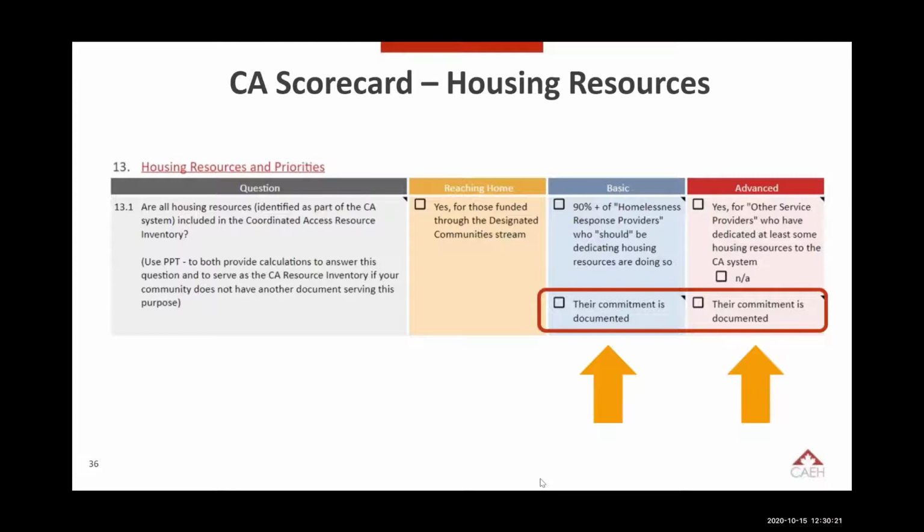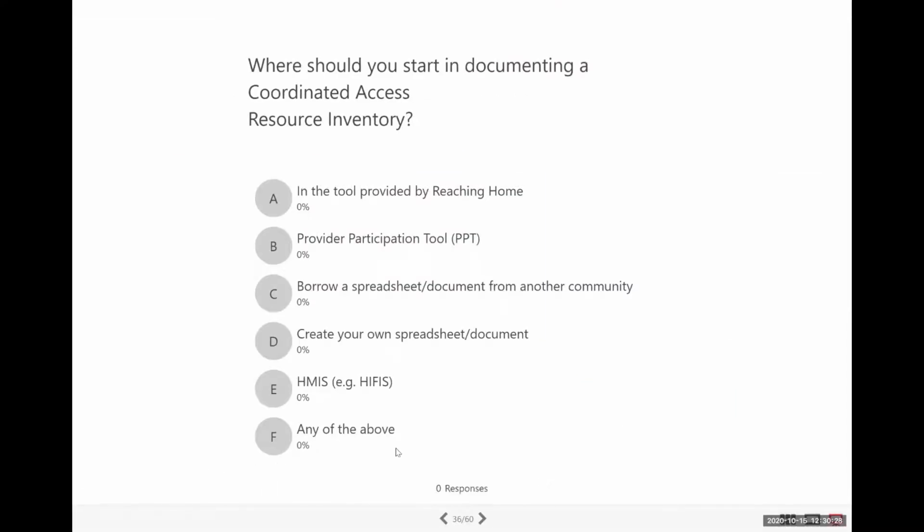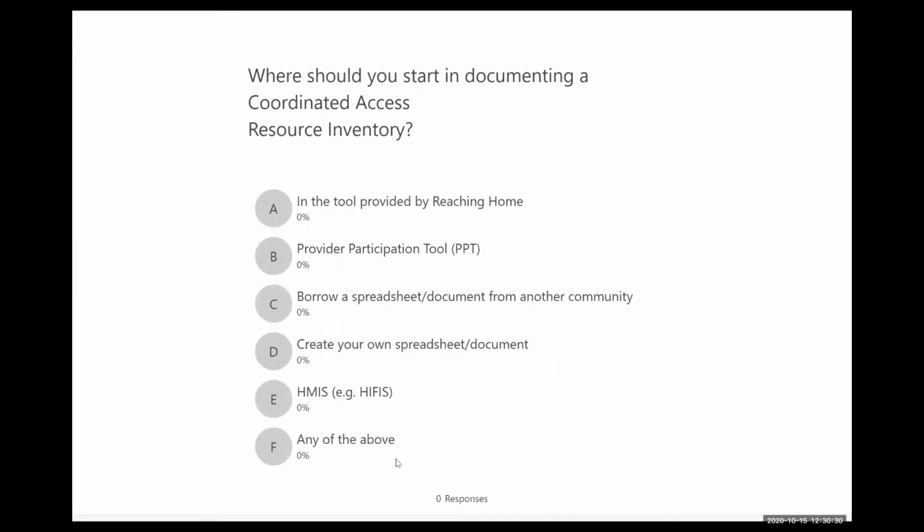But where should you start in documenting the Coordinated Access Resource Inventory? Brings us to our next question. It's a good question. So where do you document it? Is it in the tool provided by Reaching Home? Is it in the provider participation tool? Do you borrow a spreadsheet or a document from another community? Can you create your own? Can it go into your homelessness management information system? For many, that's HIFIS, or any of the above.